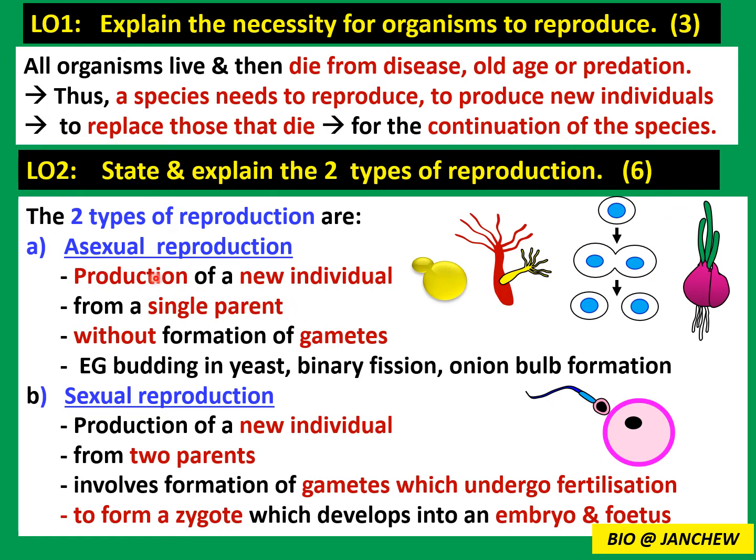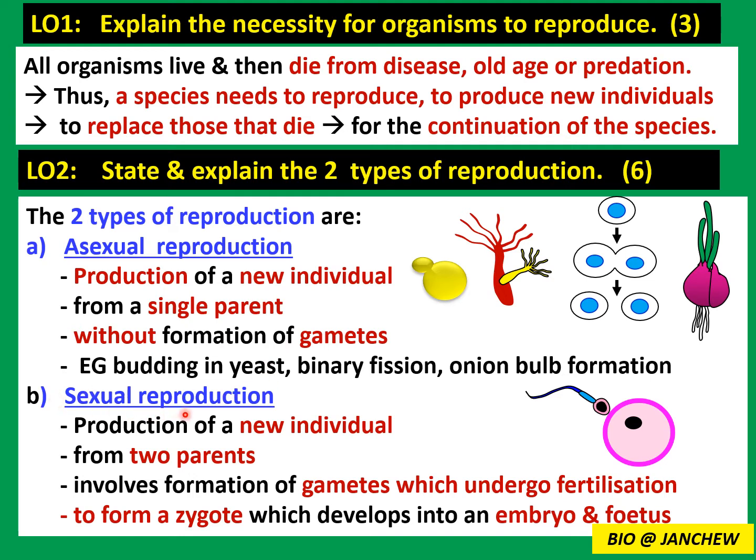So for asexual reproduction, only one parent is involved, and there's no formation of gametes like the male gamete and the female gamete. So how does reproduction occur? It occurs through cell division, usually by mitosis. Cell division by mitosis from one parent. The cells of one parent will divide by mitosis and form new cells which become the new individuals.